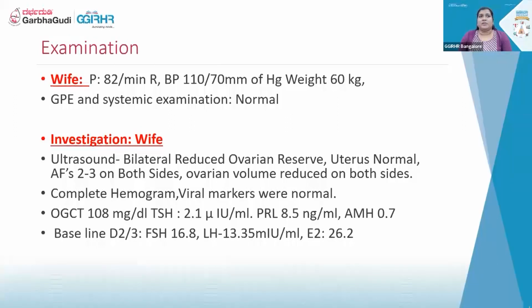So we did a complete hemogram and viral markers, which were normal. OGCT, thyroid, prolactin, everything was normal. Look at her AMH. When we did reproductive endocrinology, AMH was 0.7, which was very low. And FSH and LH were both raised, which confirmed our diagnosis of reduced ovarian reserve.